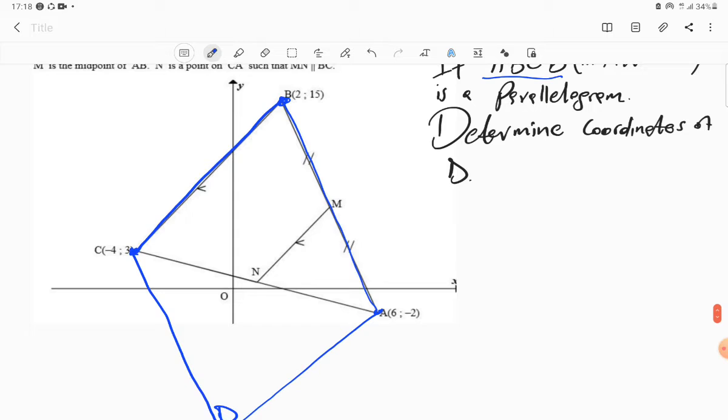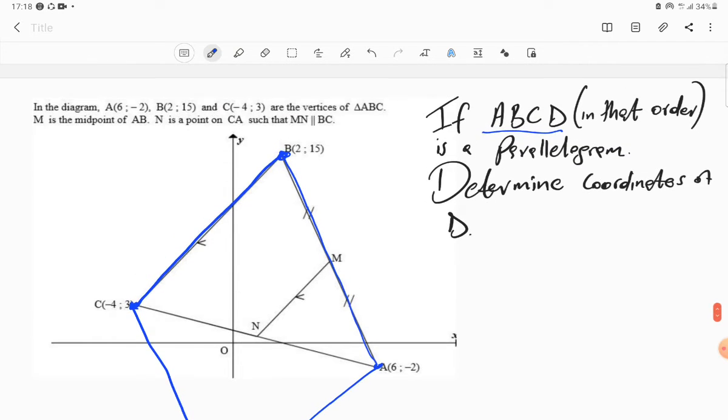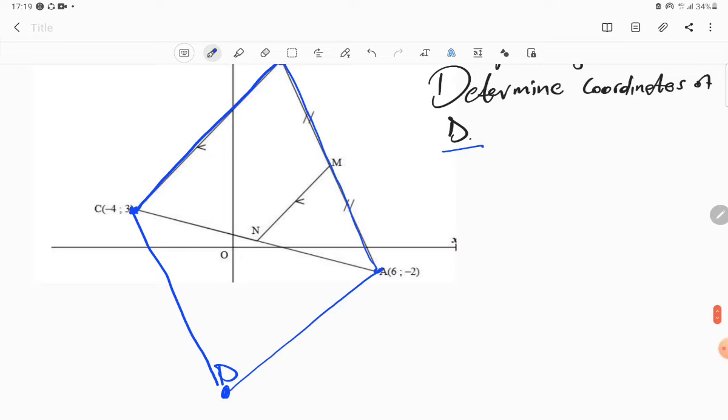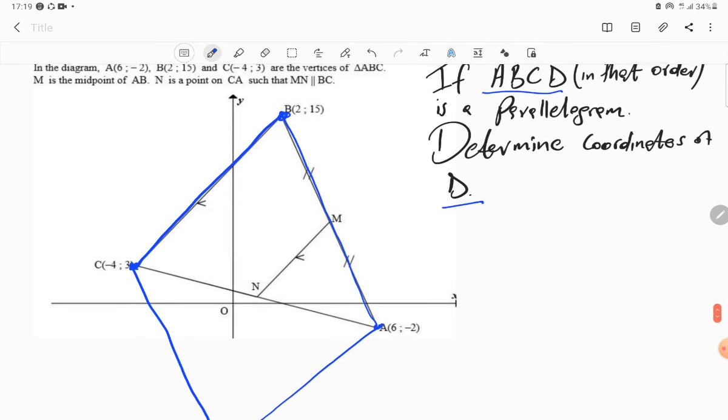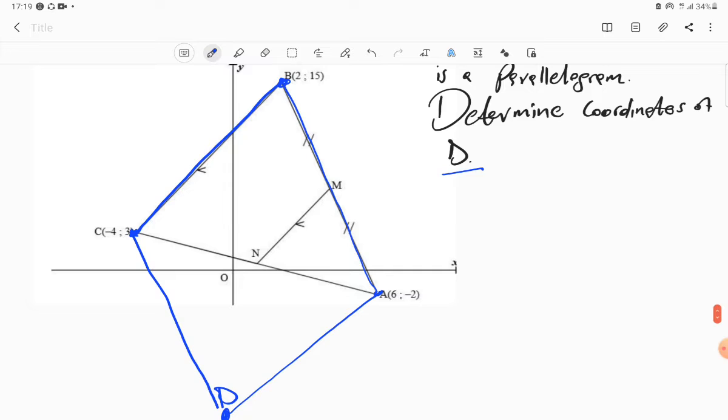What we know about a parallelogram, as we determine the coordinates of D, how do we do that? The idea is to remember the properties of a parallelogram: the diagonals of a parallelogram bisect each other. So this line passes through and goes straight to D, and this one passes through and goes straight to A. The diagonals bisect each other.